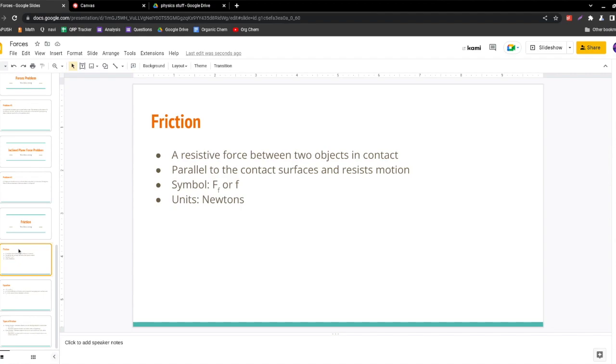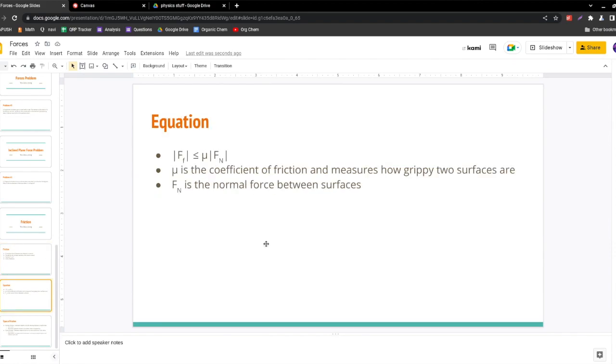Pretty intuitive, if you're watching these videos, you should have a basic understanding of what friction is already. The symbol is typically capital F subscript lowercase f, or just lowercase f, and the units are going to be in newtons, just as all forces are. And here we have an equation. So we have the absolute value of the friction force is less than or equal to mu times the normal force.